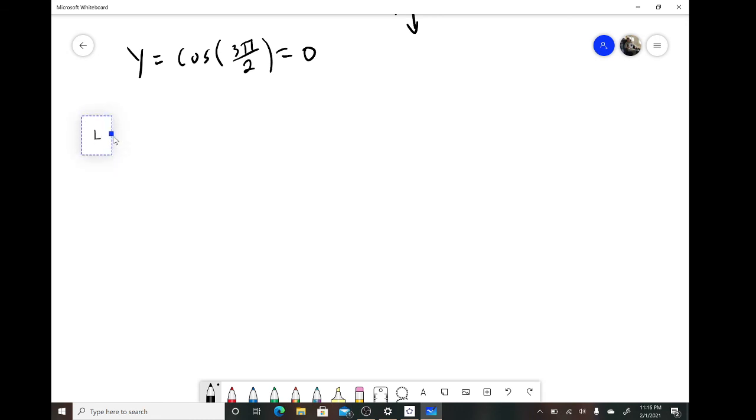So the law of cosines is the following. If you have an oblique triangle, then c squared equals a squared plus b squared minus 2ab cosine of capital C. It's supposed to be a capital C.